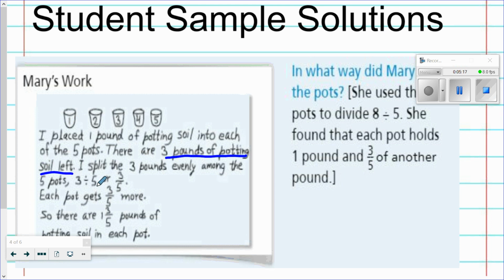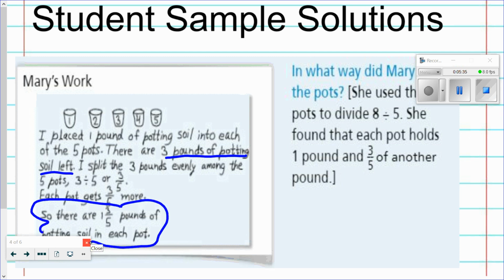And so she wrote a division problem, just then dividing the 3 by 5. Okay, and she knew that that would give her 3/5. So she knew she already put 1 pound in each one. She got 1 3/5 pounds of potting soil in each pot, just like we did.